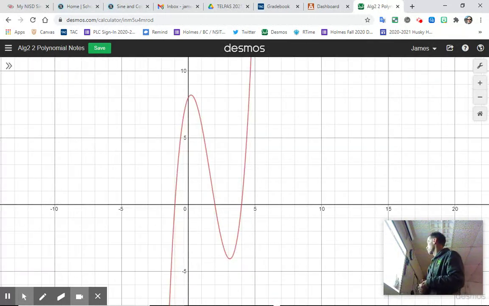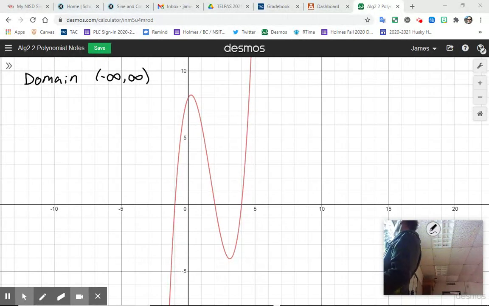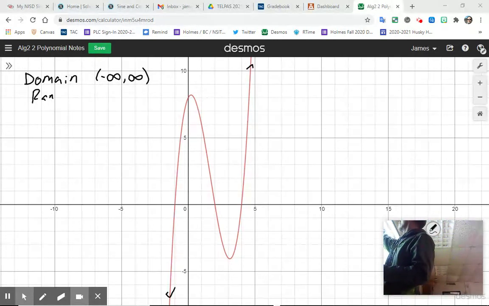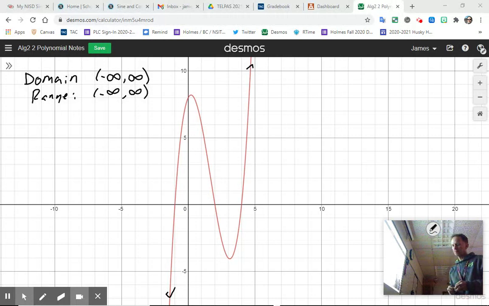Let me actually get rid of this, just to make the graph a little bigger. So the domain, again, for any polynomial function, is going to be all real numbers, negative infinity to infinity. And for the range, you can see that the function goes up and down forever and ever. It goes down on the left and up on the right. So the range is also going to be negative infinity to infinity. Okay?